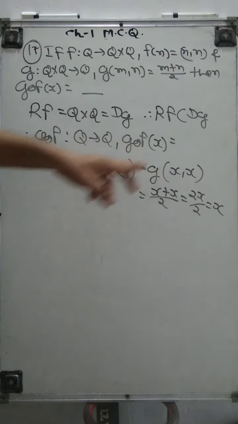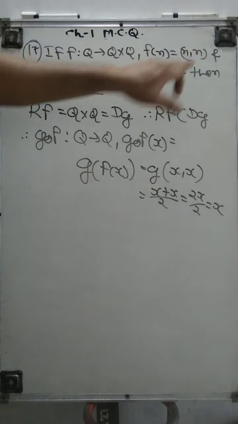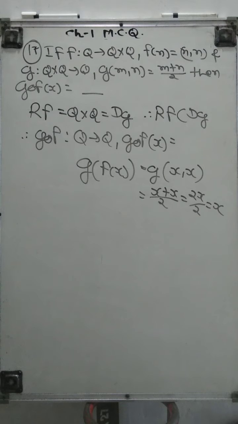Okay, GOFx equal to G bracket Fx, Fx equal to (x, x), and then x plus x by 2 is equal to 2x by 2, which is x. So this way we can obtain our answer. Okay, then we go for the next one.